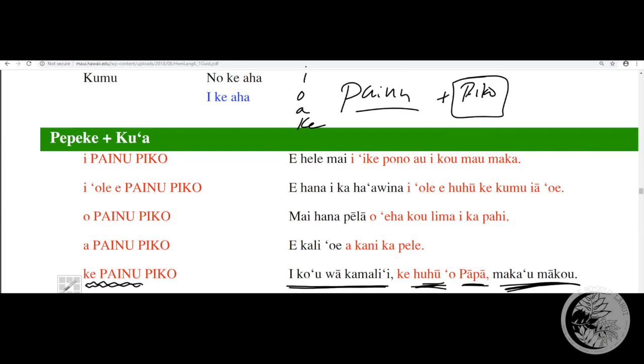Okay, so whether I say I pauka pilikia, so that the trouble is over, o pauka pilikia, bambai the trouble shall be over, a pauka pilikia, until the trouble is over, or ke pauka pilikia, when the trouble is over. You can clearly see, just by changing the ku'a, you can express a lot of things.